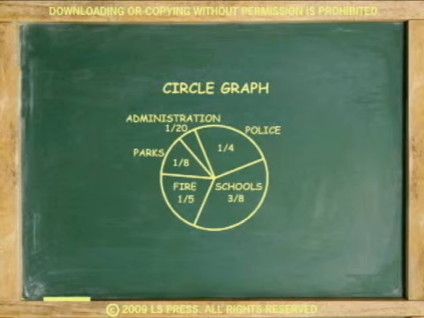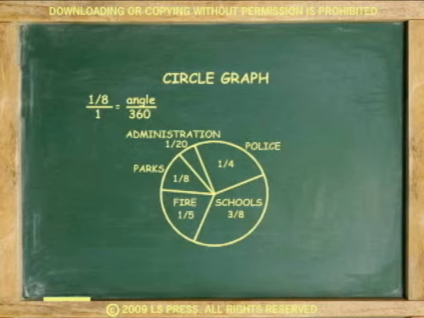Let's build now a circle graph with fractions. This circle graph shows how a city spends taxes. Similarly, forming a circle graph with fractions equates a fixed amount, in this case 1, with 360. For example, the angle of the piece of the pie devoted to parks will be 1 over 8 is to 1 as angle is to 360 degrees. Multiply and divide. Angle for 1 over 8 is 45 degrees.